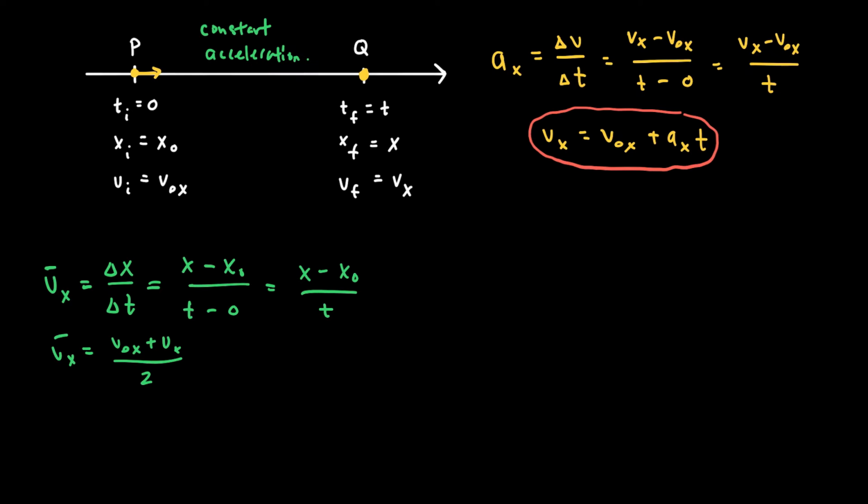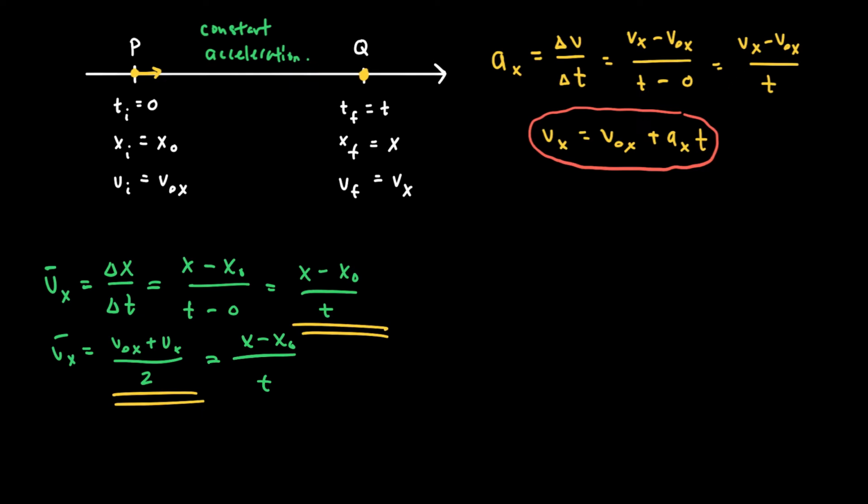But now what I've done here is I've created two different expressions for the average velocity. And now what I'd like to do is set those equal to one another. And so I'm going to set this equation here equal to this one here. And so that would look something like this, right? v naught x plus vx divided by 2 equals x minus x naught divided by t.